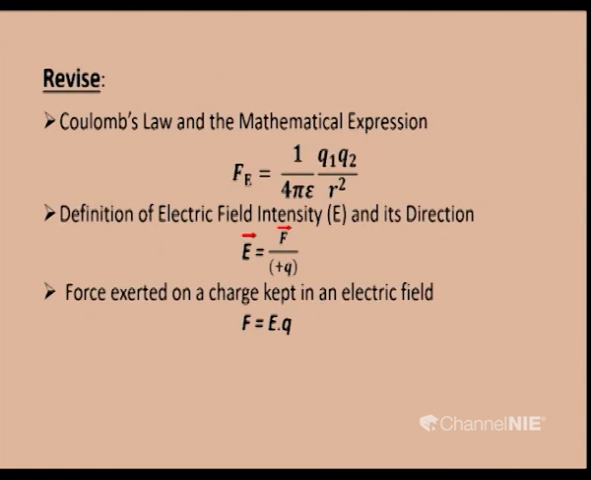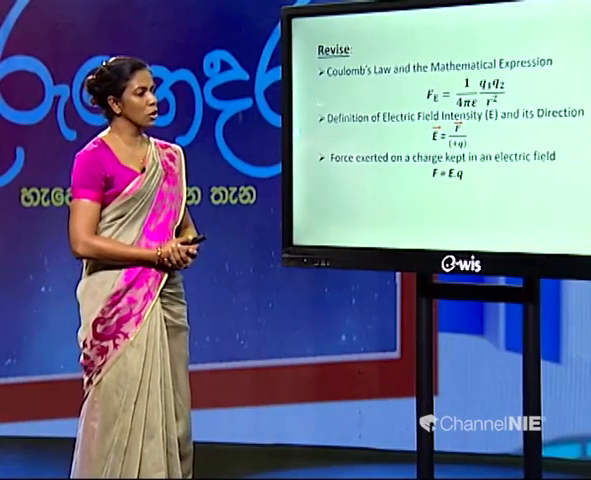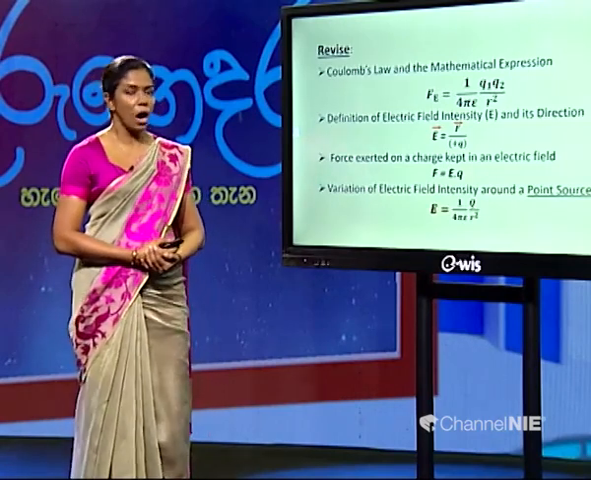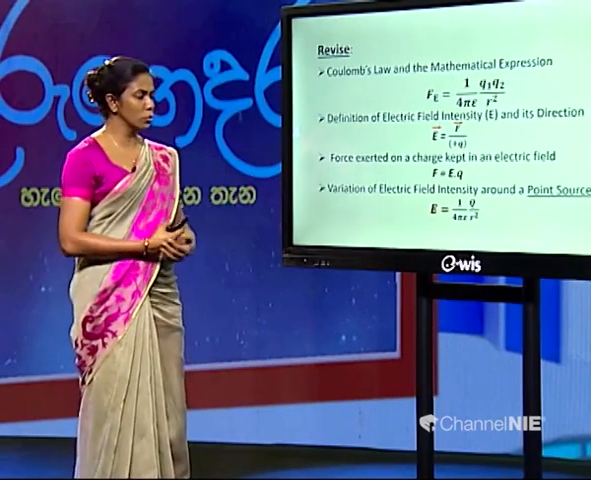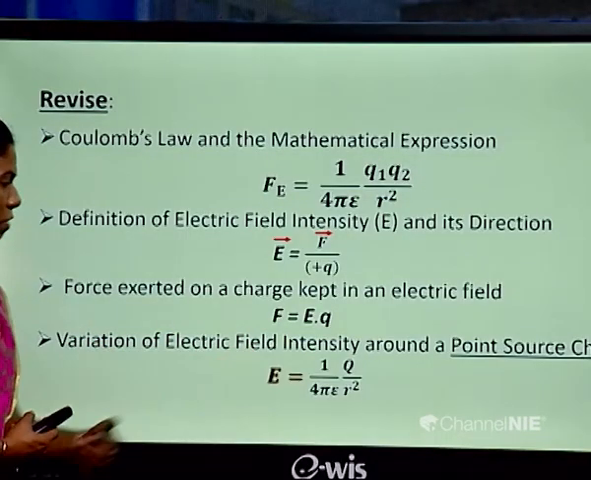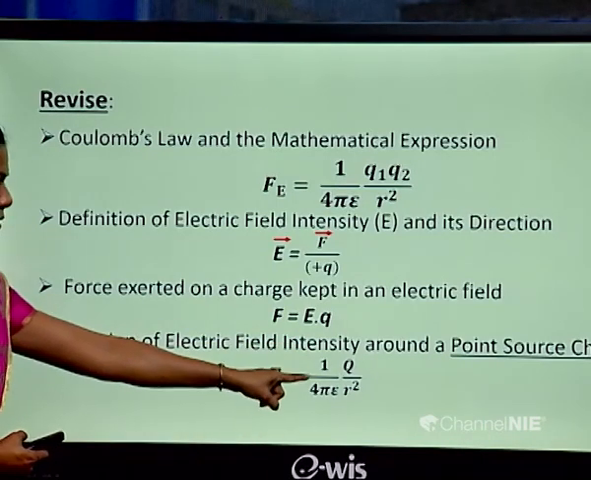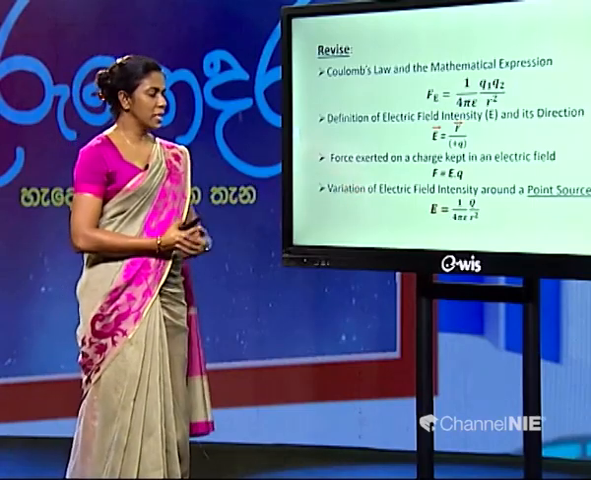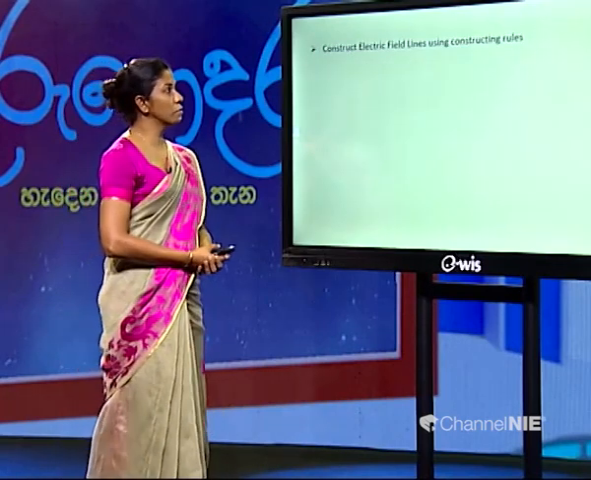F equals Eq. Then as a next point, we used Coulomb's law to talk about the field intensity produced by a point charge, how the field intensity varies with the distance around a point charge. By Coulomb's law, we came to the expression E equals 1 upon 4 pi epsilon, q over r squared. So, the source charge q produces an electric field, and at distance r the field intensity is given by the equation expressed here.